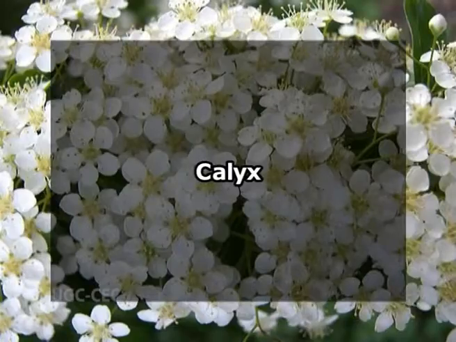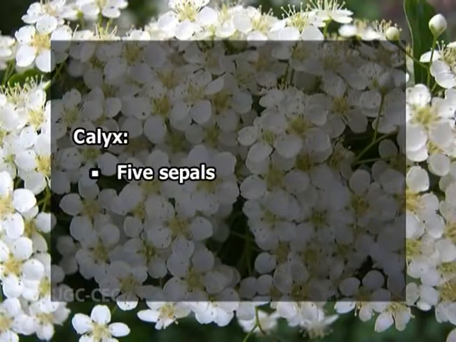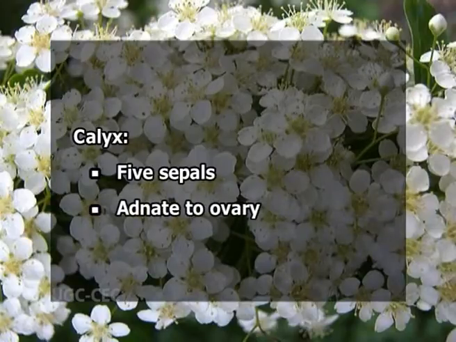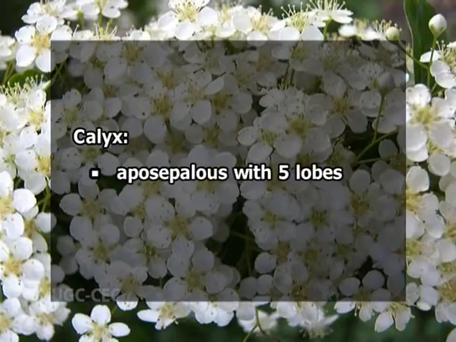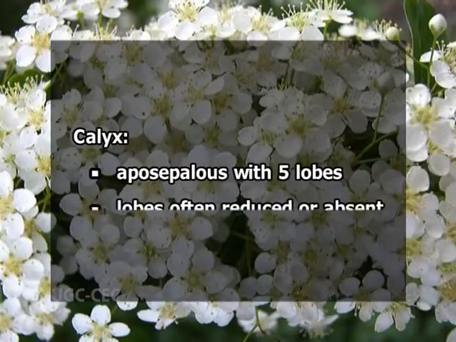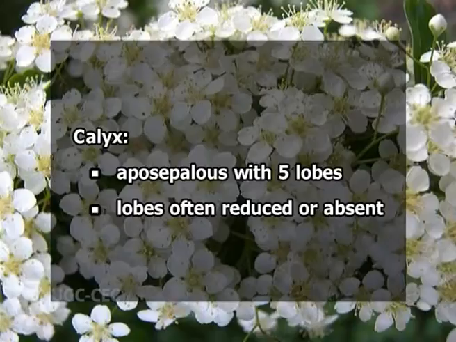Now the individual parts of the flowers, starting from the outer whorl called the calyx. Calyx comprises, as usual, the sepals. The number of sepals in Apiaceae flowers is 5. And these sepals are adnate. Adnation means fusion. They are fused to the ovary. These sepals are aposepalous, that means free, with 5 lobes. These lobes are often reduced or sometimes can even be absent.